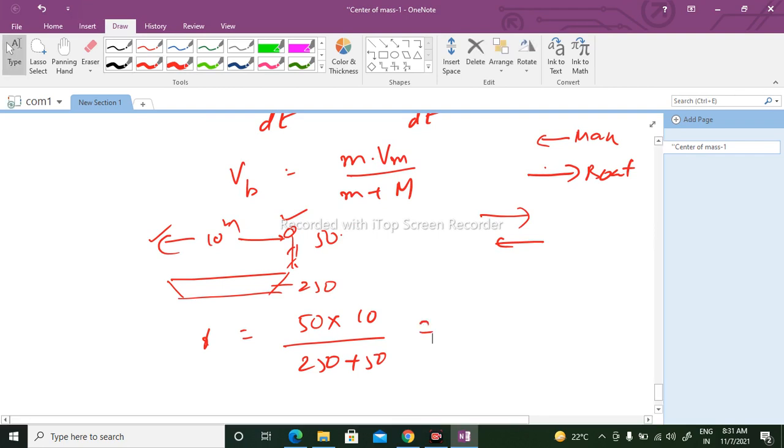So it is 50 by 300 into 10. So it is 10 by 6 meters. You have to simplify this, 2 5s and 2 3s. Okay.